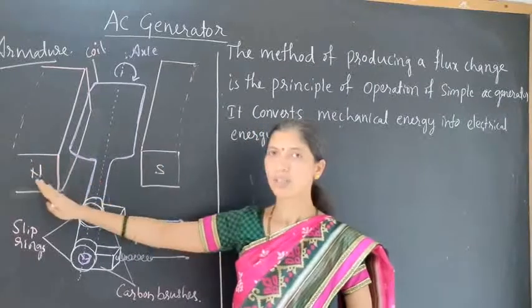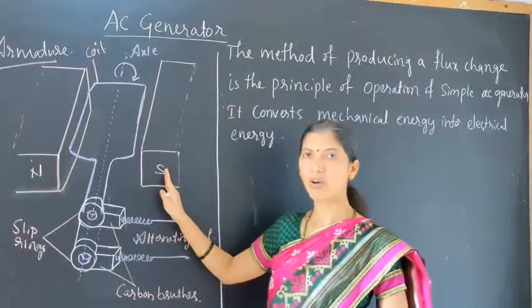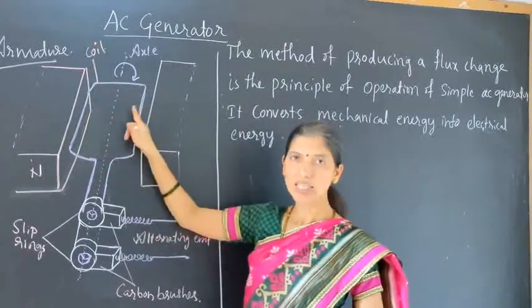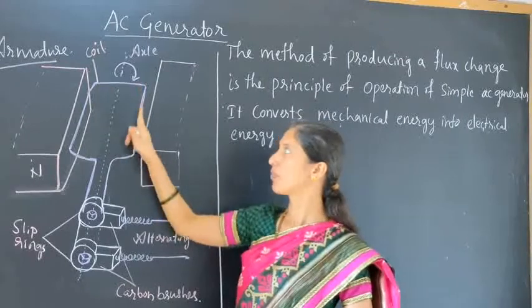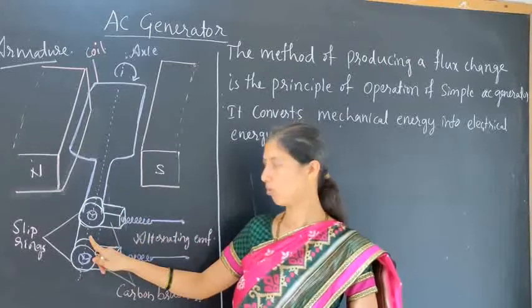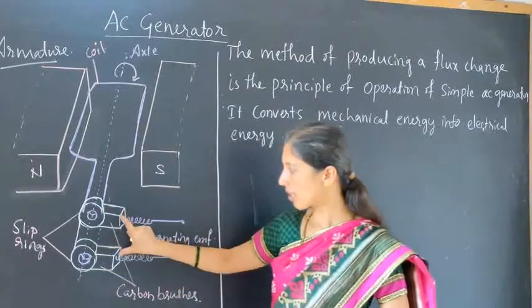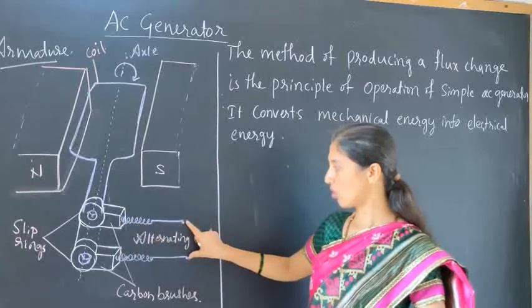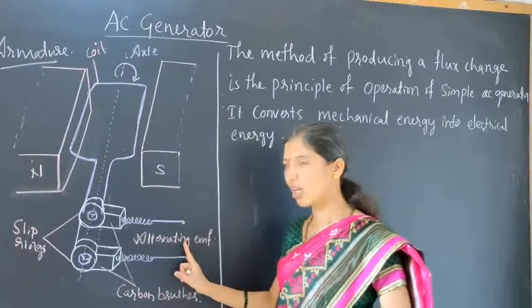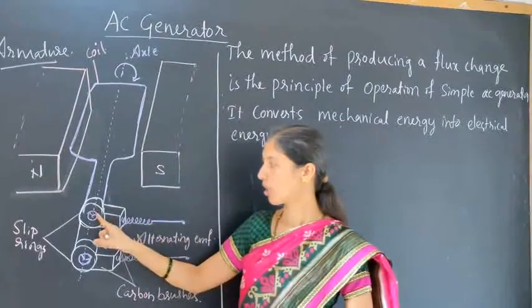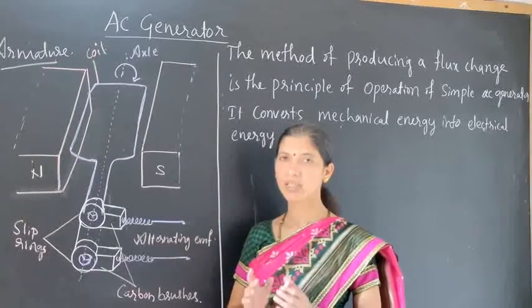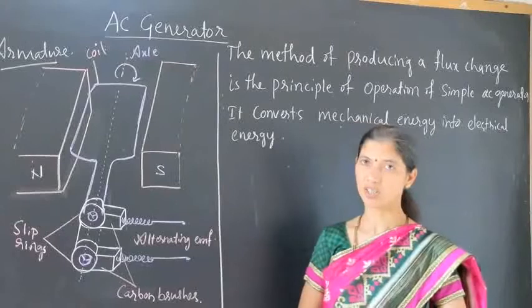Once again, here I repeat it. These are the two magnets having north and south pole, and in between the magnets there is a coil of rectangular shape. The two ends of the coil are connected to the slip rings and carbon brushes, and through them to the alternating EMF. This is the main construction of this AC generator.